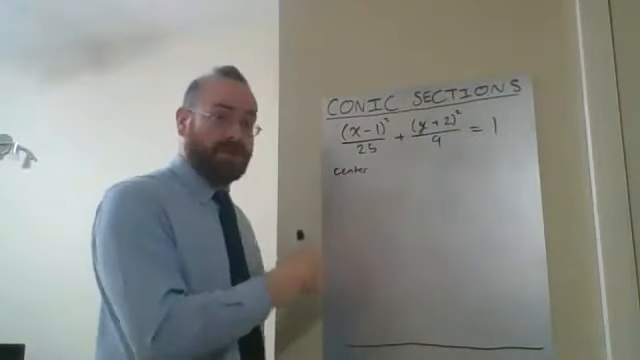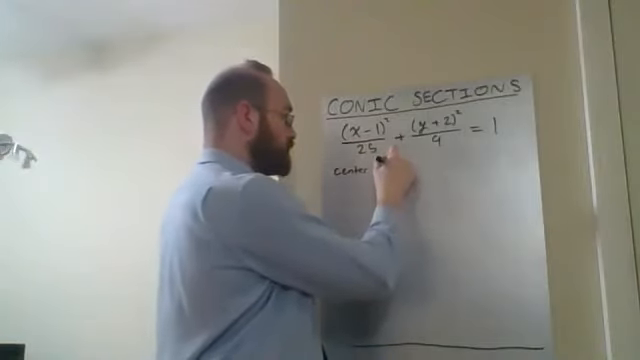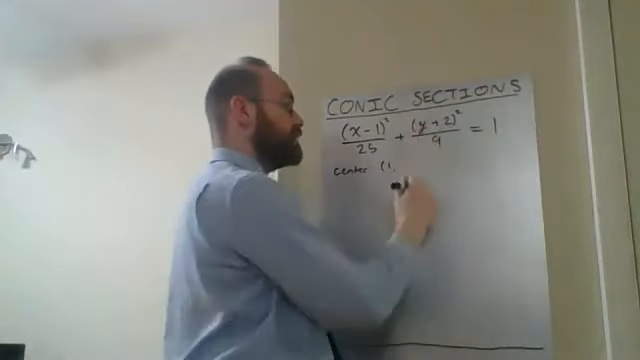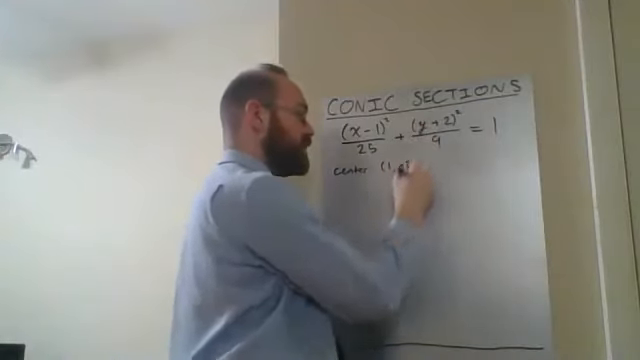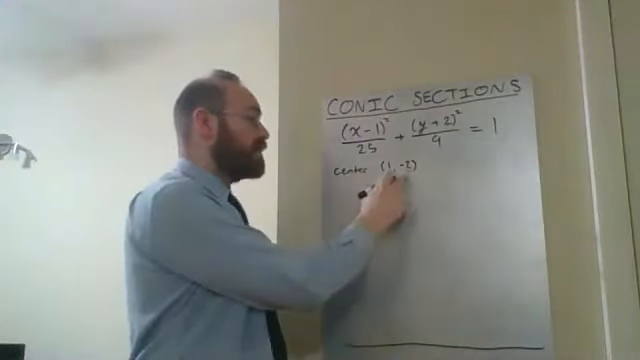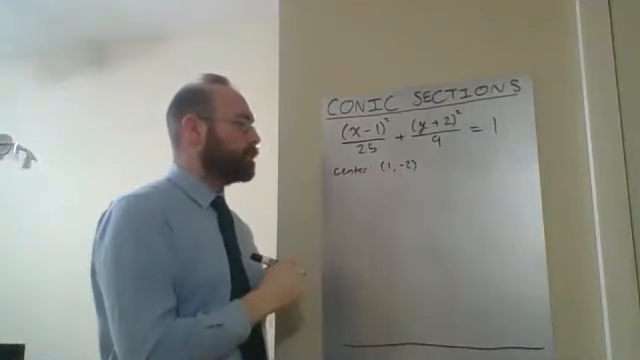So just as when we were looking at a circle, we'll look at x minus 1. So 1 is the x coordinate. Then we have y plus 2, so -2 is the y coordinate, and that gives us our center, 1 comma -2.